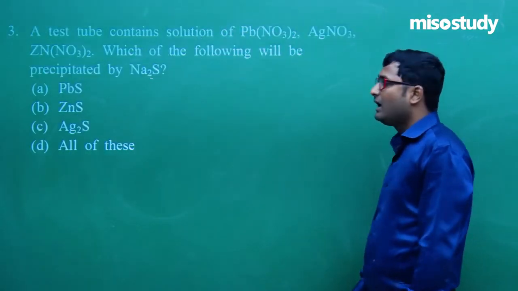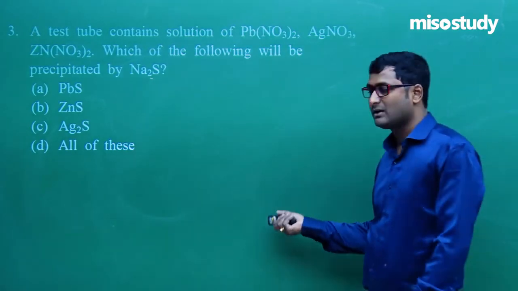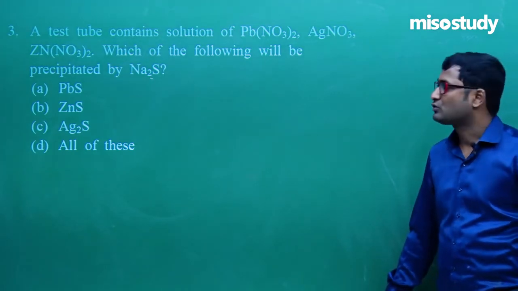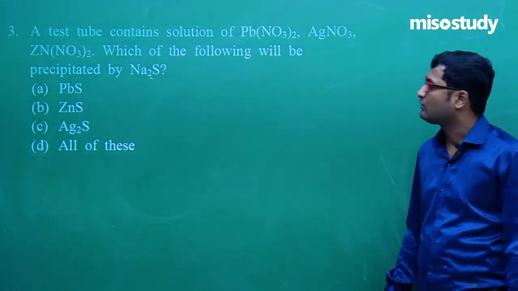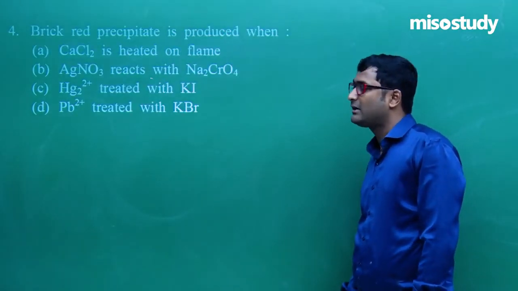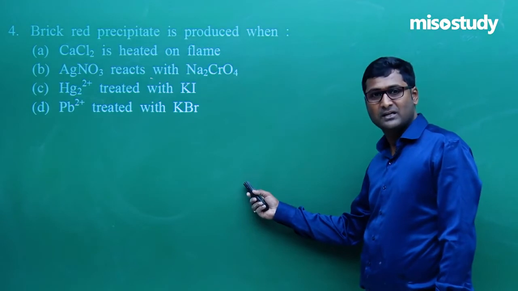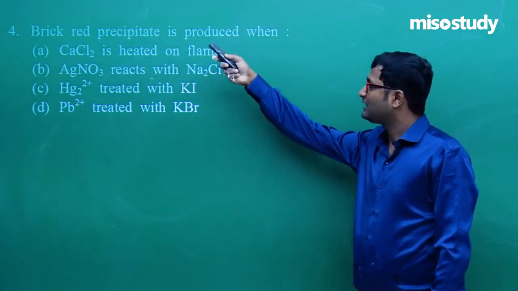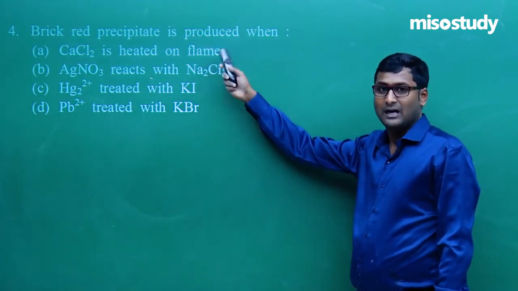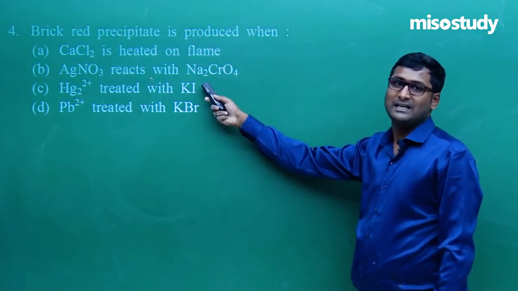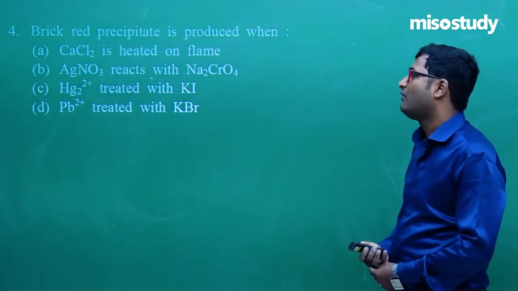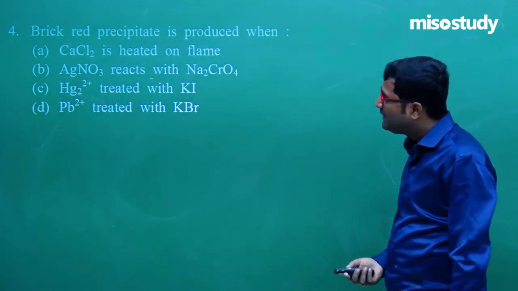For question number 3, as we all know, Na2S completely dissociates and combines to form PbS, Ag2S, ZnS. So all of these form. For question number 3, D is the correct option. Now for question number 4, brick red precipitate. As I told you, this is one of the best questions. Do not confuse with that. Here the question is brick red PPT. In both cases there is a brick red color, but the PPT we are talking about is AgNO3 reacting with Na2SO4. In this case they form brick red PPT. So B is the correct option.